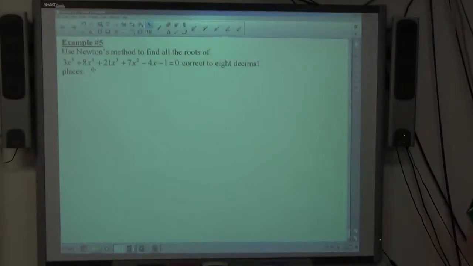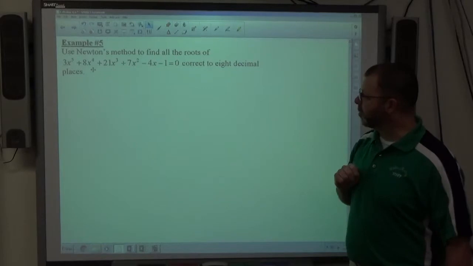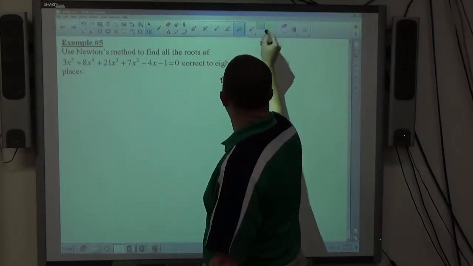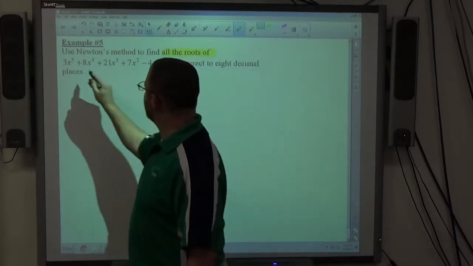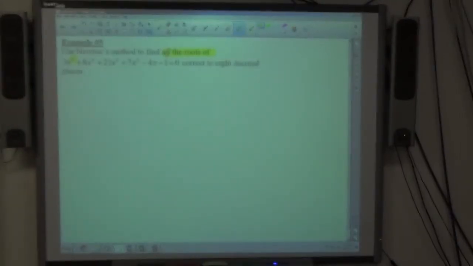Okay, example 5. Use Newton's method to find all the roots of this function, correct to 8 decimal places. When it says all the roots, we need to account for every one possible. And if you recall, with a polynomial function, the highest power of x establishes the maximum number of solutions.